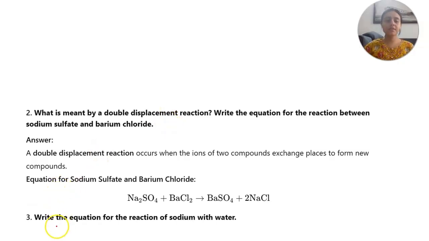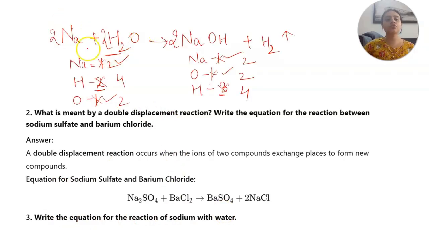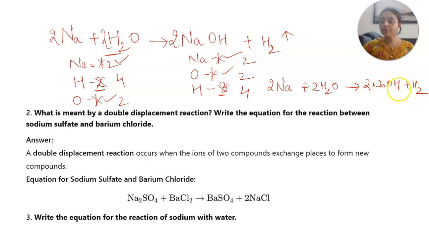In this question, it is asking you to write the equation for the reaction of sodium with water. Oxygen is 2, sodium is 2. So now everything is balanced out. This is your balanced chemical equation: 2Na plus 2H2O gives 2NaOH plus H2. You can check as well. Hydrogen is 4 here, and here also hydrogen is 4. Oxygen is 2, oxygen is 2. Sodium is 2, sodium is 2. This is the balanced chemical equation.